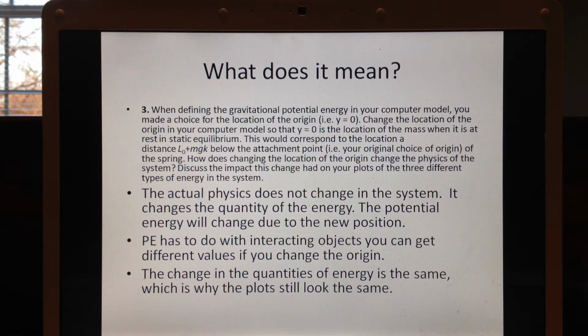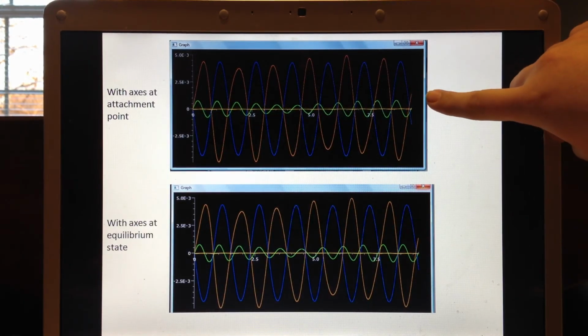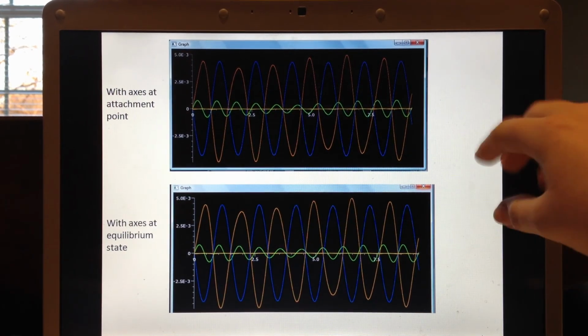When defining the gravitational potential energy, if you change the coordinate where it was located, would that change anything? The actual physics don't change in the system. The changes in the quantity of energy do occur. The potential energy will change due to the new position, but the potential energy has to do with interacting objects, which is why you get the change. But the change in the quantities of the energy are the same, which is why the plots look the same here. You can see this is with the axis at the attachment point, and this is at the equilibrium state. And they're the exact same because the changes are the same.